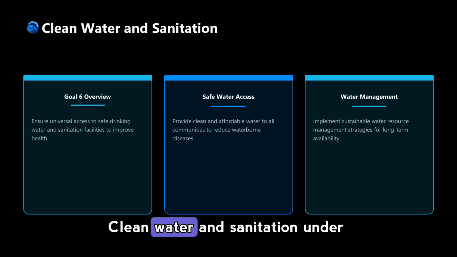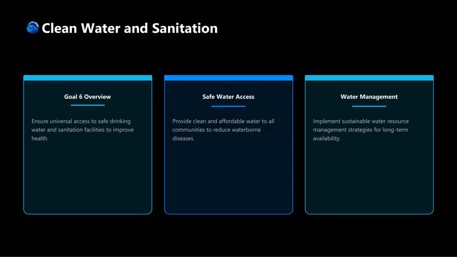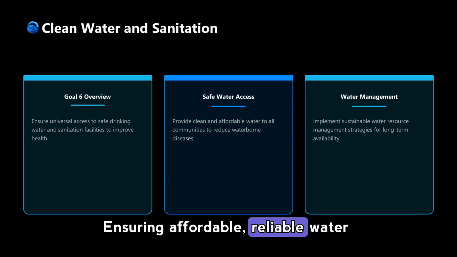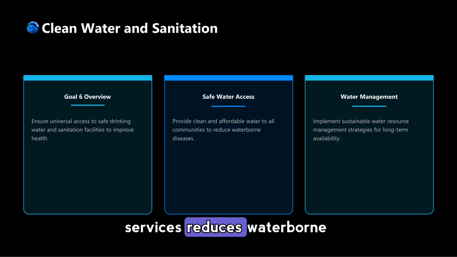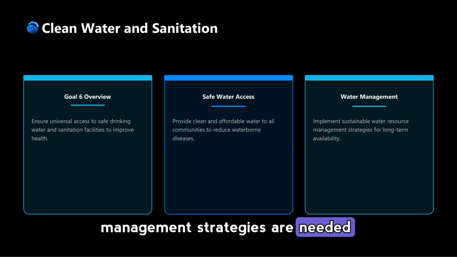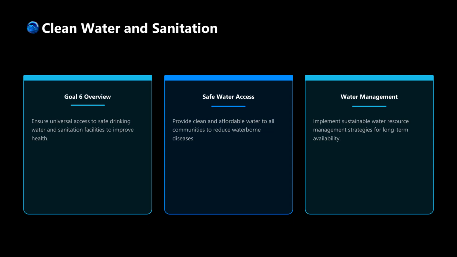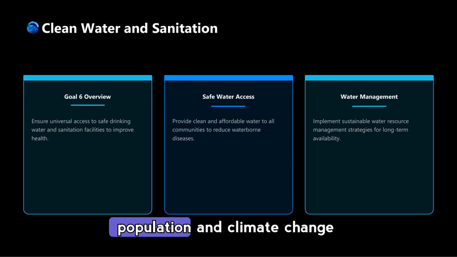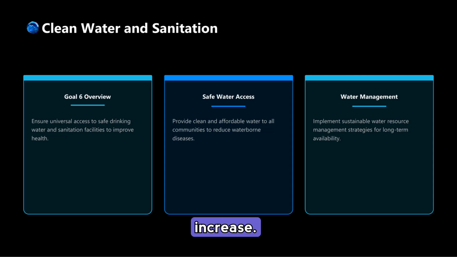Clean water and sanitation under Goal 6 seeks universal access to safe drinking water and sanitation. Ensuring affordable, reliable water services reduces waterborne diseases and boosts health and productivity. Long-term water management strategies are needed to preserve supply and resilience, especially as pressures from population and climate change increase.